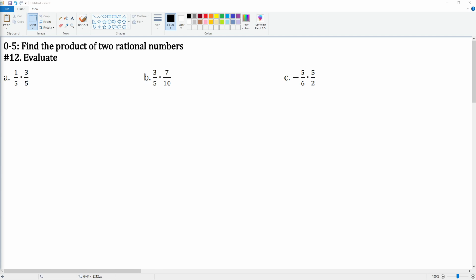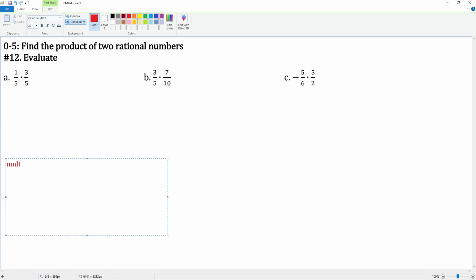Find the product of the two rational numbers, number 12, which is just to evaluate. When we multiply, the rule that the class mentioned is that we can just multiply across the fraction. Okay, so the top will multiply to the top, the numerator will multiply to the numerator, and the bottom will multiply to the bottom.